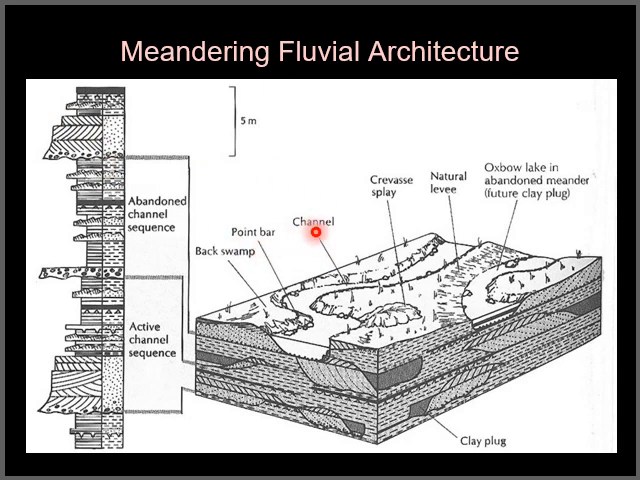Meandering fluvial architecture. In a meandering river, features include the channel, point bar, back swamp, crevasse splay, oxbow lakes, and natural levee. Clay plugs are also common. These are fine-grained sediments, usually made up of clay with high organic content, deposited in a cut-off river meander.